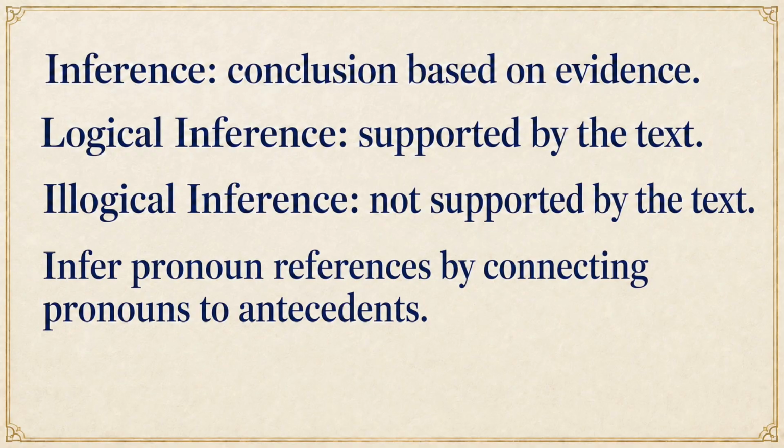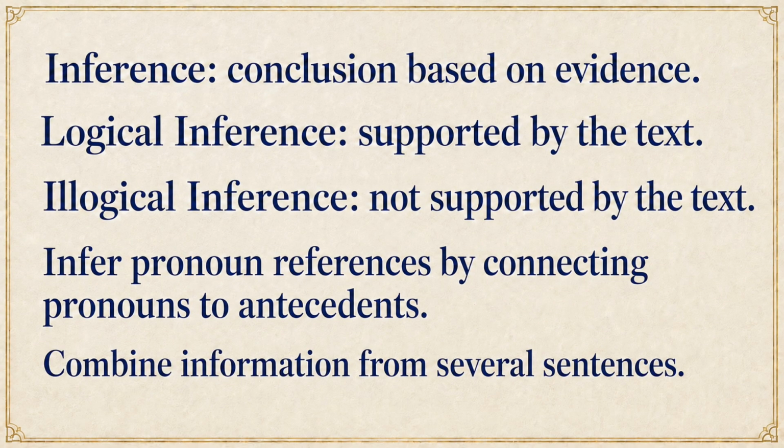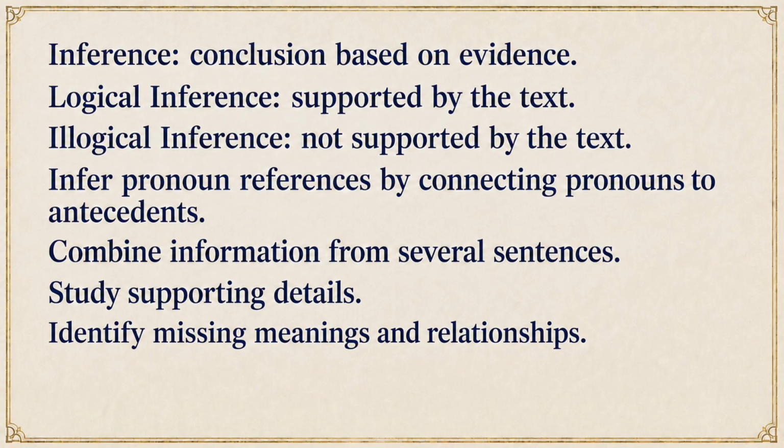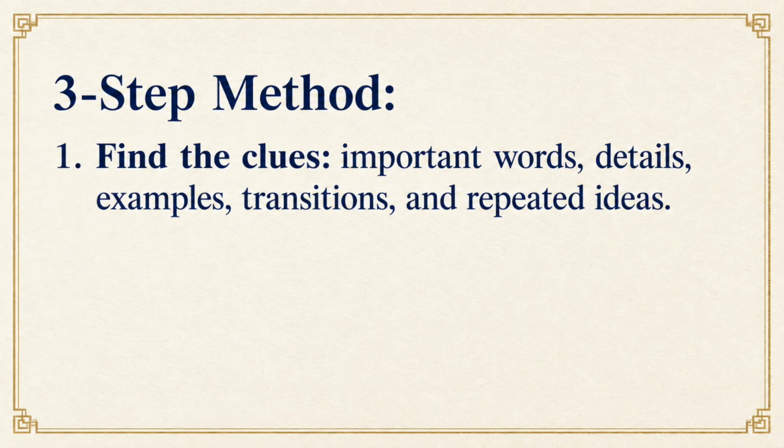Readers use inferences in many ways. They connect pronouns to antecedents, combine information from several sentences, infer implied main ideas, understand supporting details, and figure out relationships between ideas. The most important strategy is the 3-step method.